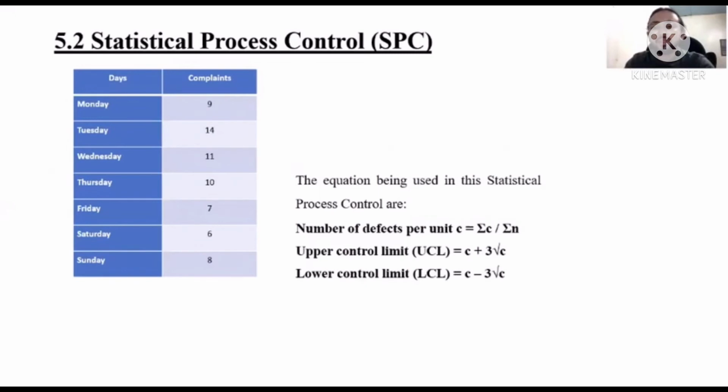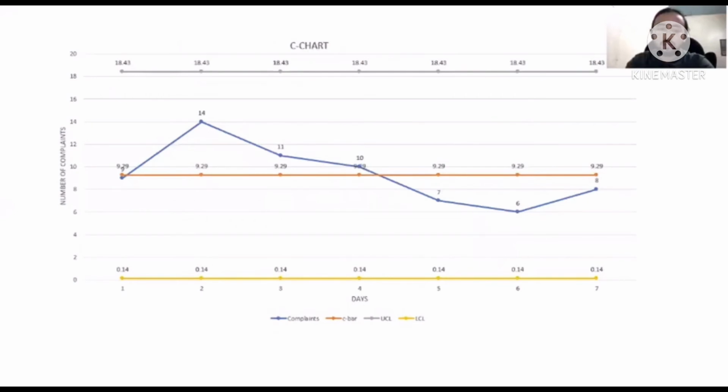The equations used in this statistical process control: number of defects per unit, C bar, equals total C over total N. Upper control limit UCL equals C bar plus 3 square root of C bar. Lower control limit LCL equals C bar minus 3 square root of C bar. This is the number of complaints against day, which is graphed as a C chart.